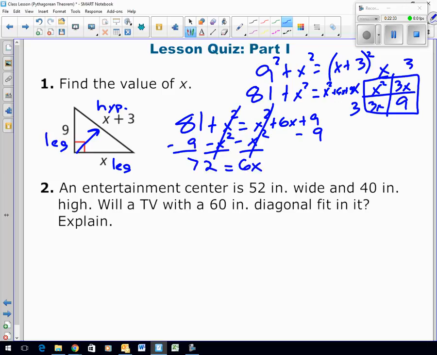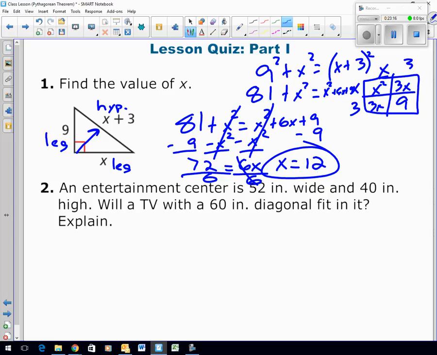Jamie, 72 equals 6x. What do I do to both sides? You divide. You don't have to square root because I don't have an exponent on x. It's a simple one-step equation and I get 12. Is that my final answer? Yes, that is all I have to have right there, okay? By the way, 9, 12, 15 was one of the Pythagorean triples.